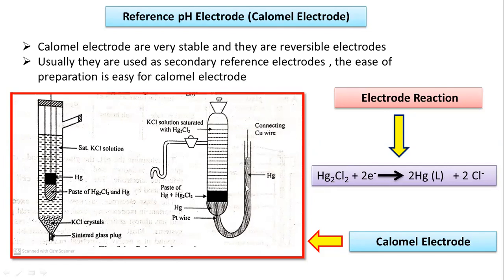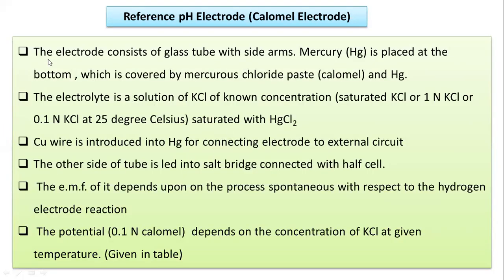So connecting copper wire is directly in contact with the mercury metal, and this is a platinum wire. The mercury is deposited at the bottom, and this is the saturated solution of mercurous chloride, that is a paste type solution. And overall the KCl solution is in the electrode, and this is overall the concentration of all the contents present in the calomel electrode. So you can see the reference electrode, that is the calomel electrode.